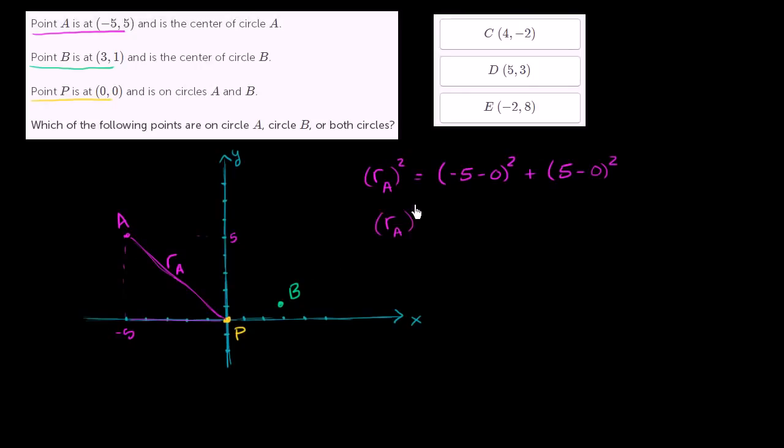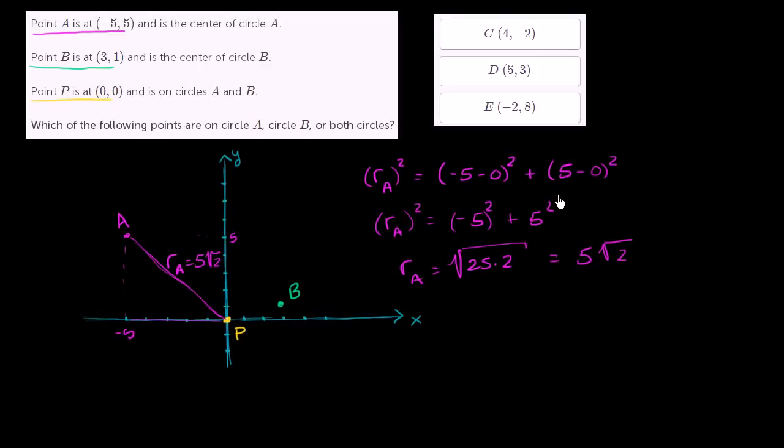which gets us that our distance between these 2 points, which is the length of the radius, squared, is equal to negative 5 squared plus 5 squared. Or we could say that the radius is equal to the square root of 25 plus 25, which is 50. 50 we can write as 25 times 2. So this is equal to the square root of 25 times the square root of 2, which is 5 times the square root of 2. So this distance right over here is 5 times the square root of 2.